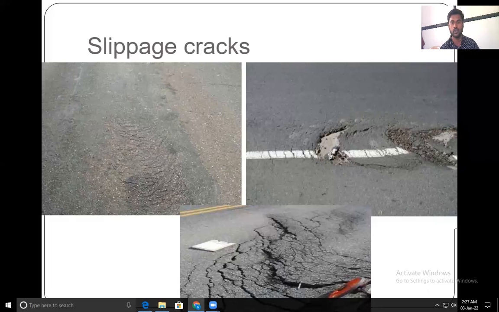You can see the figure. See here in this figure, at this place a very small thickness of surface course is provided, and the proper bonding is also not maintained. Whatever the base course is, the surface course is laid directly on it without providing the proper binder. If proper bonding does not happen between these two layers, such cracks may be produced.